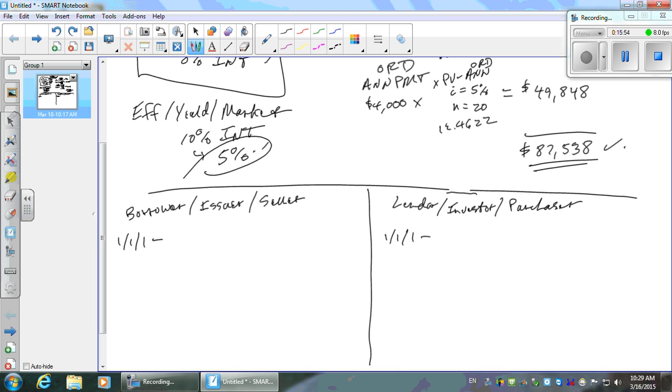Okay, so what do we do here? How much cash changed hands? Don't think about it too much. We just valued it. 87,538. That's what's going to be paid for it. So if I borrow money, guess what? I get cash, debit cash. Don't you think?